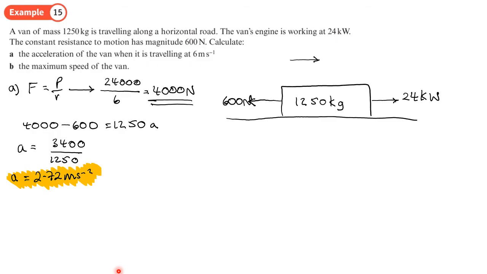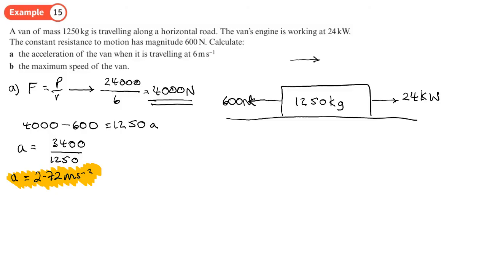So what we did was we worked out the pulling force of the van at that velocity, and then once we've got that, we just use F equals ma, resultant force equals ma. Now obviously if the van was travelling at a different velocity, then we'd have a different pulling force and a different acceleration.